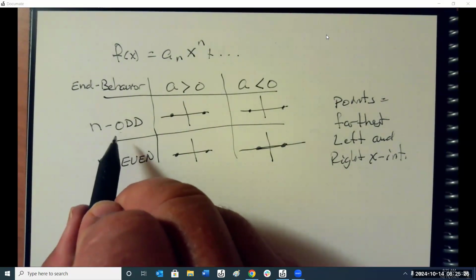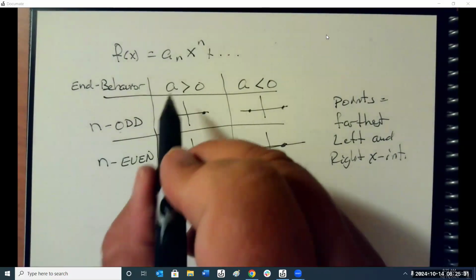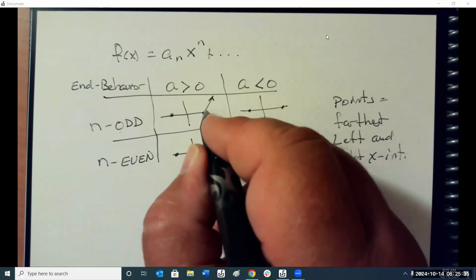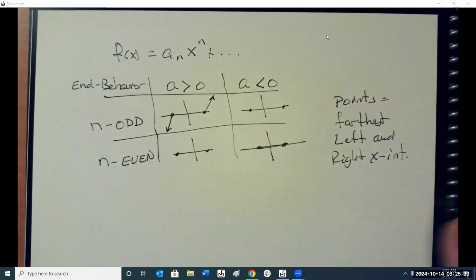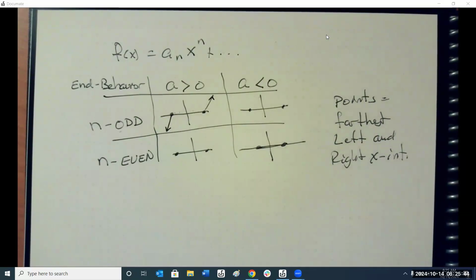So if n is odd, that means they point in different directions. If A is positive, that means it's increasing. So they have to point opposite directions. So that's what's going to happen there. We don't know what happens in the middle, but we know at the end, that's what the graph's going to look like.